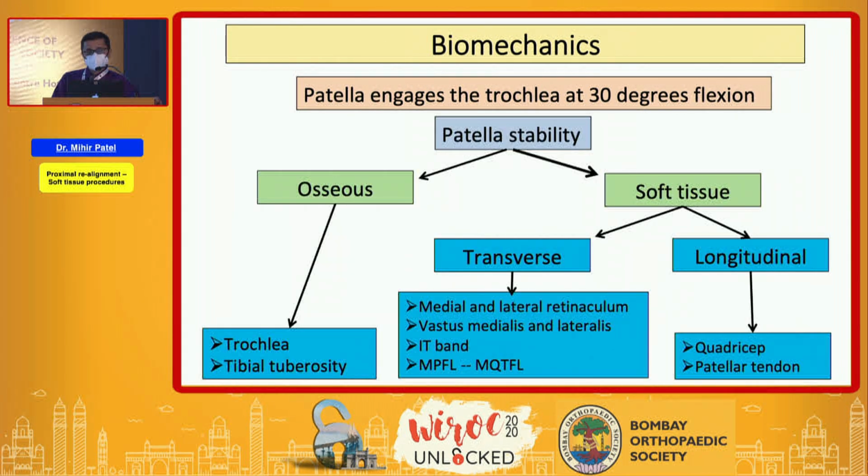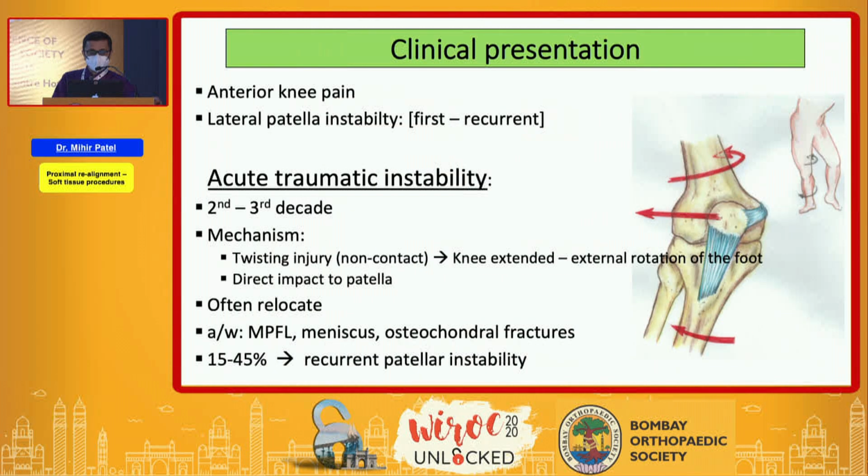Patella stability is decided by osseous and soft tissue structures, mainly the trochlea, tibial tuberosity, and soft tissue, which can further be divided into transverse and longitudinal. Transverse being the medial and lateral retinaculum, the vastus medialis and lateralis, the IT band, the medial patellofemoral ligament, and the newly known medial quadriceps tendon femoral ligament as well.